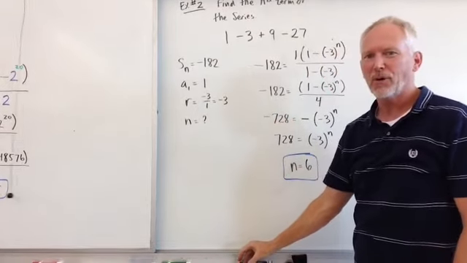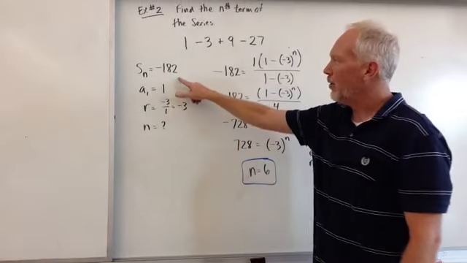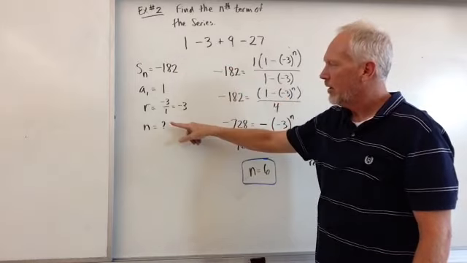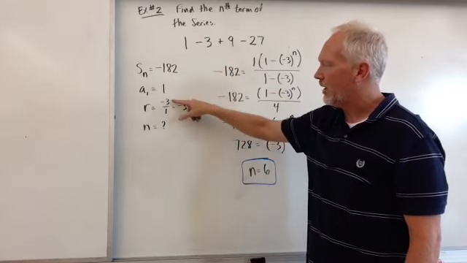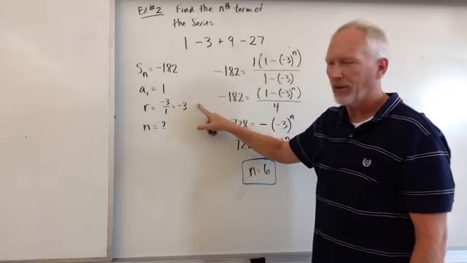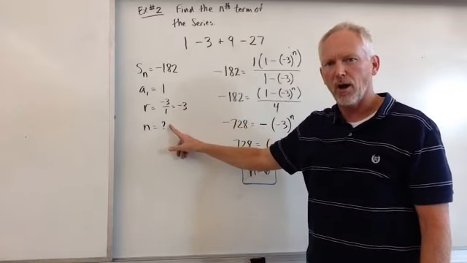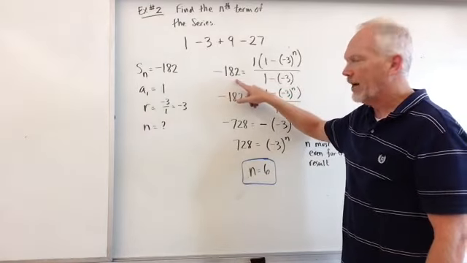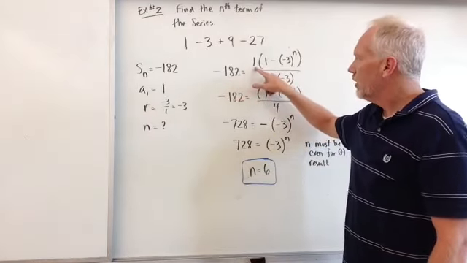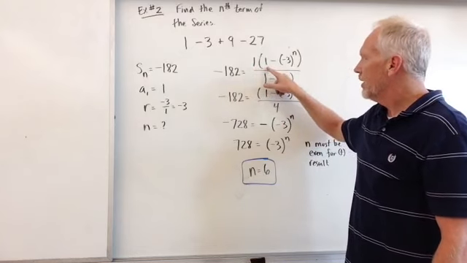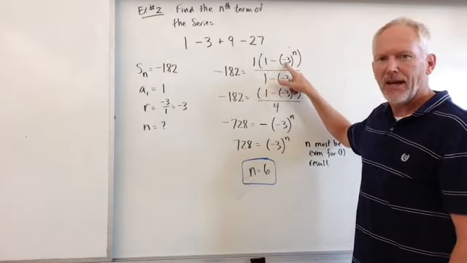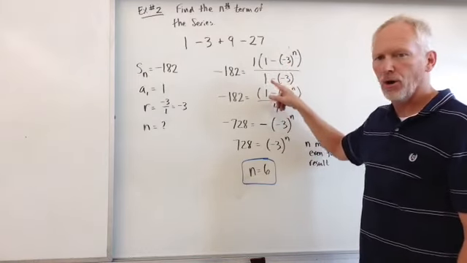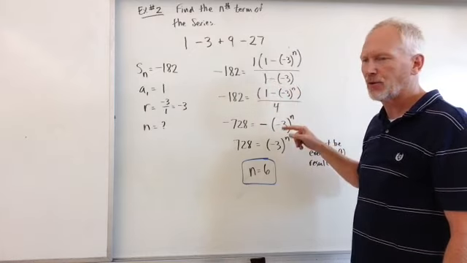Okay, so we know the sum, and we know a sub 1, which is 1. Our r value is negative 3, because negative 3 divided by 1 is negative 3. The n value is something we're not sure about, so we have to solve for it. Set negative 182 equal to a sub 1, which is 1, times 1 minus negative 3, our r value, to the nth power, all over 1 minus negative 3.